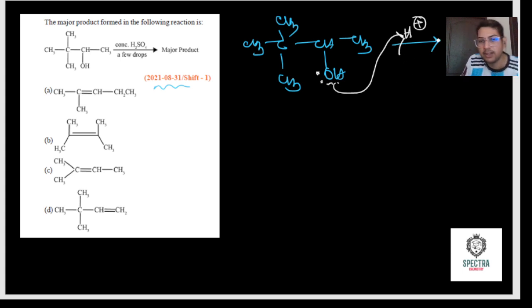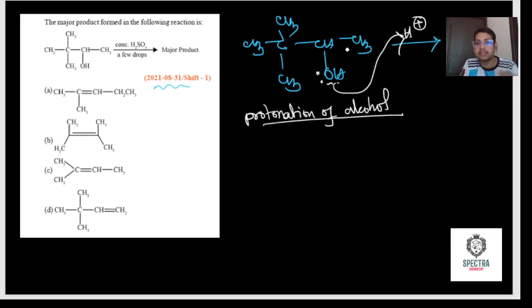They can ask you what is the name of this step. The name of this step is protonation of alcohol, right? Protonation of alcohol. Why is it protonation of alcohol? Because the alcohol is taking an H plus. H plus means it's a proton. Okay, let me go to the next slide so it will be easier.